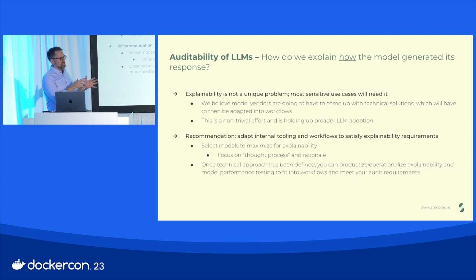On the one hand, we believe this is a model vendor problem. They're going to have to come up with solutions themselves. We don't know what those are yet. And some of them can be technical. I don't know if anybody's read about hyperdimensional vectors. There's some really weird stuff out there that theoretically goes to, here's exactly the neuron that was activated in coming up with this response, and here's what it means. There are things like that.